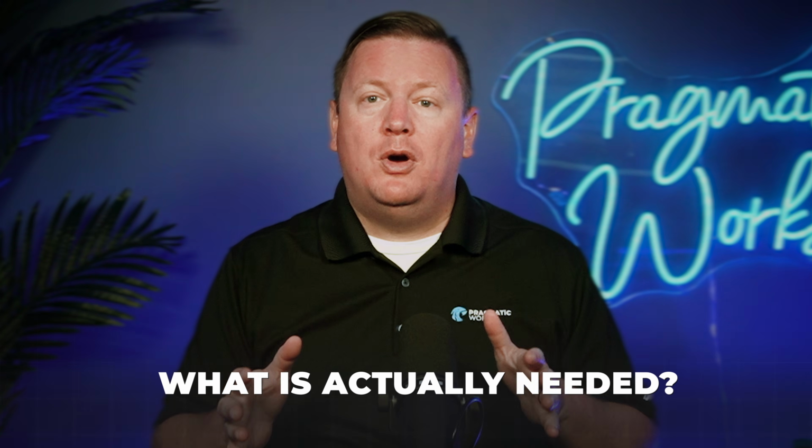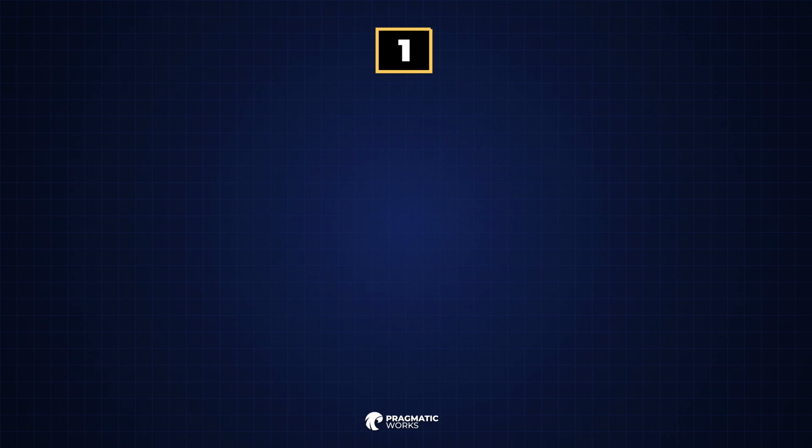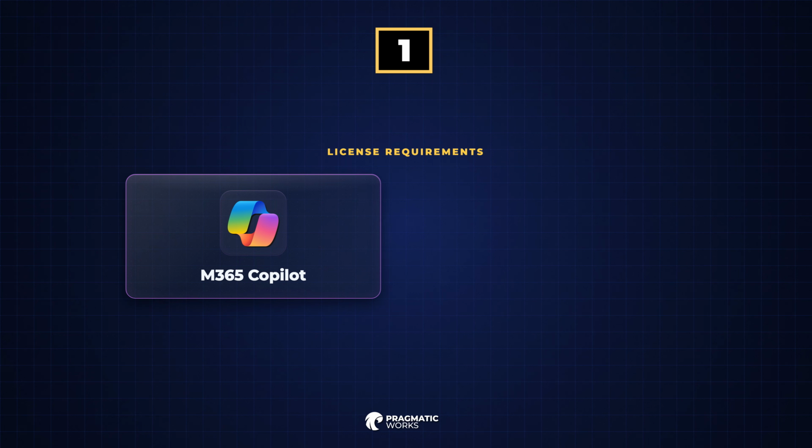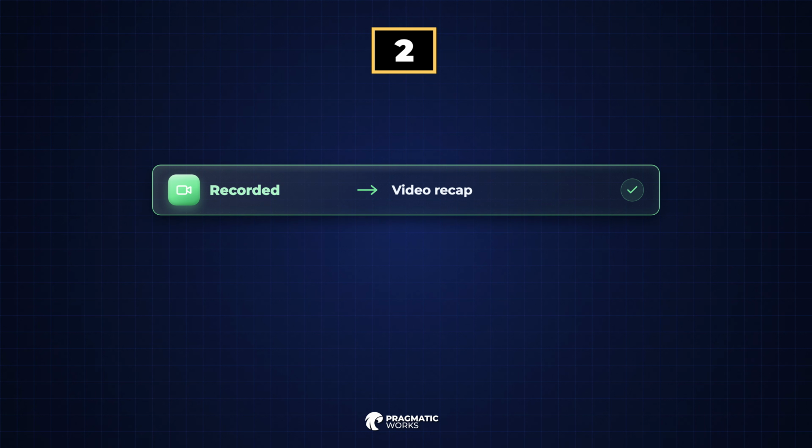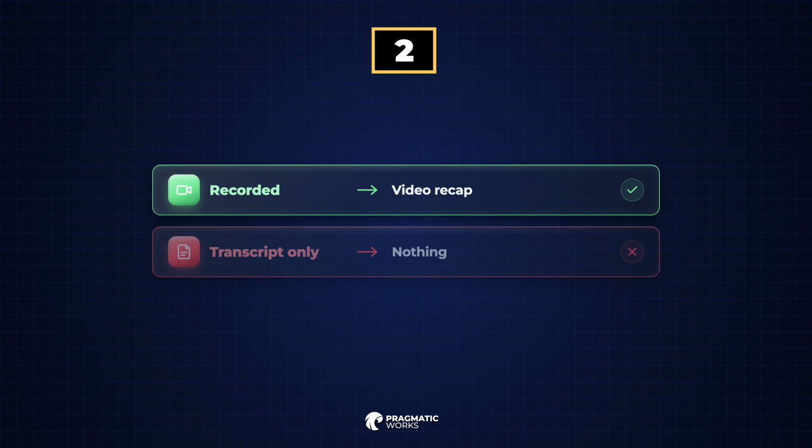Now, before you go looking for these features, let's talk about what's actually needed. First, licensing. These are AI features, so you'll need either the M365 Copilot Premium license or a Teams Premium license to be able to use them. No license, no recap features. Second, and this trips people up, the meeting has to be recorded, not just transcribed. A transcript alone won't do it.